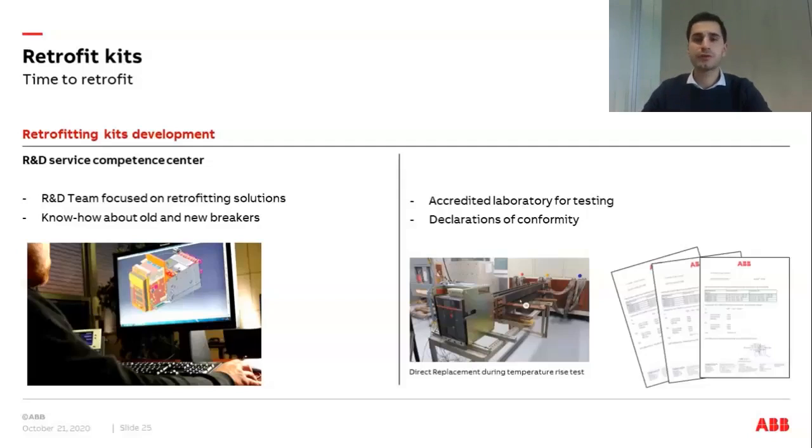What is important to say is that we test in our laboratories the final result of our retrofitting kits. What does it mean? You can see in this picture, for example, a direct replacement during a temperature rise test. You can see the special moving part of the Emax2 inside an old cradle. So the final result is tested in our laboratories. Going ahead.